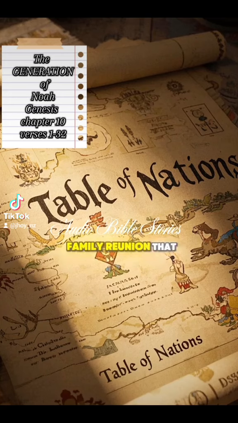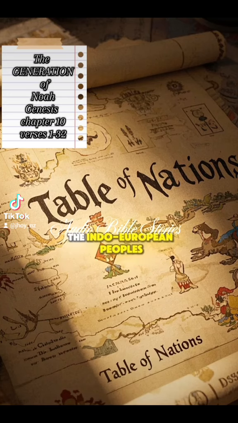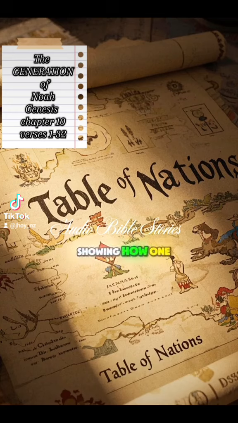Think of it as the first family reunion that would eventually spread across the entire world. Each son's lineage took different paths, creating distinct cultures and communities that would shape human civilization. Japheth's descendants moved northward and westward, becoming what we now know as the Indo-European peoples. These were the ancestors of many European nations, showing how one family branch could spread so far and wide.